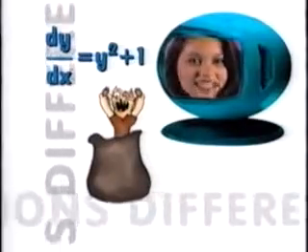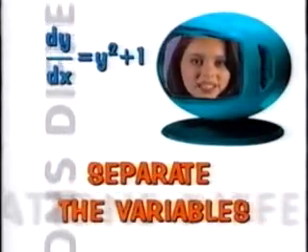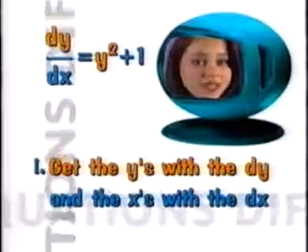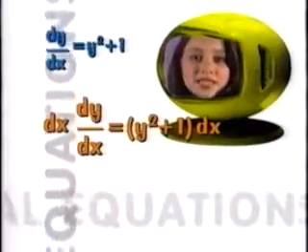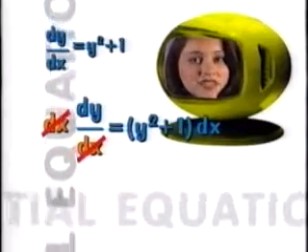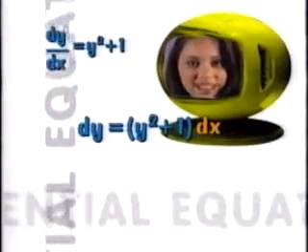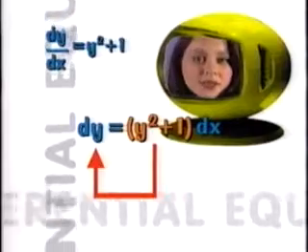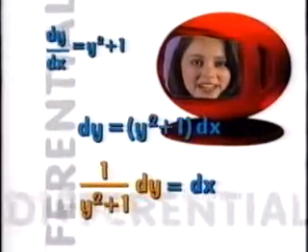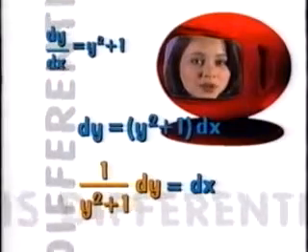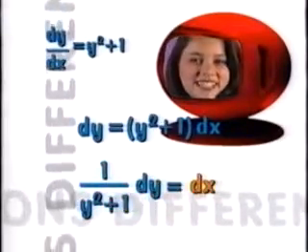Since the cat is out of the bag, let's go ahead and separate the variables. Step 1 is to get the y's with the dy and the x's with the dx. To do this, we multiply both sides by dx. This cancels the dx on the left and moves it to the right. Now we need to move the y squared plus 1 to the left, so we divide both sides by y squared plus 1, leaving us with 1 over y squared plus 1 times dy equals dx.